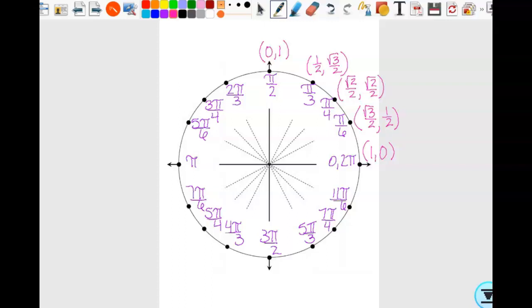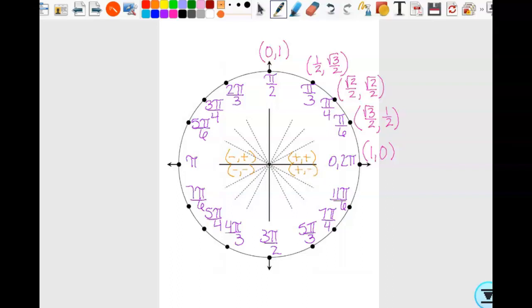Okay, so let's talk about what we know about quadrants in general. This is always positive, positive. This is always negative, positive. This is always negative, negative. This is always positive, negative, right? You've known that forever.